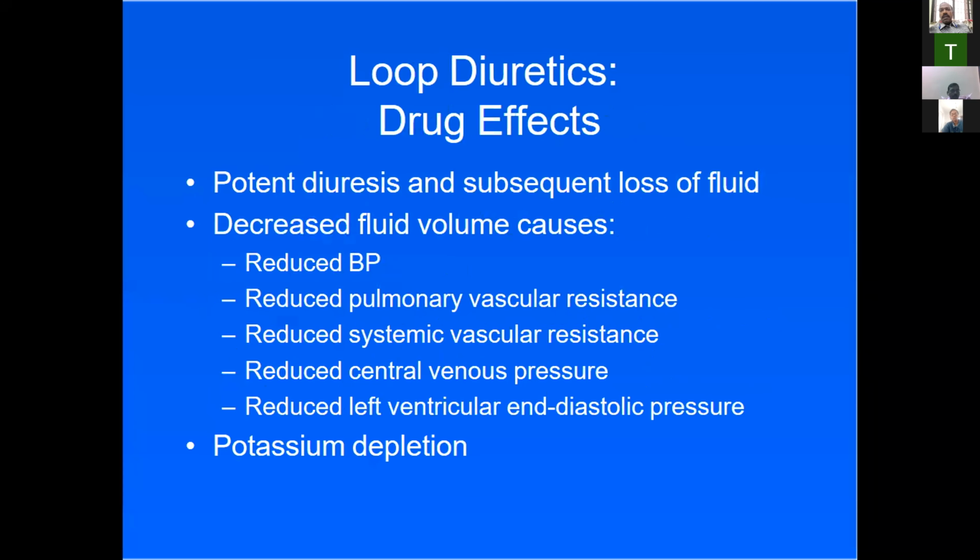These are potent diuretics, and they produce diuresis and subsequent loss of fluid. Decreased fluid volume will produce reduced blood pressure, and it can reduce the pulmonary vascular resistance, reduce systemic vascular resistance, and also the central venous pressure, and reduce left ventricular end-diastolic pressure, as well as cause potassium depletion.